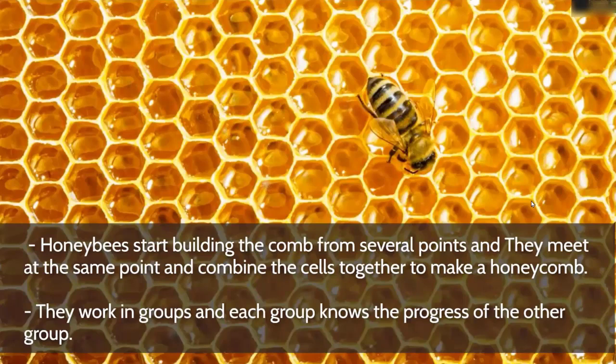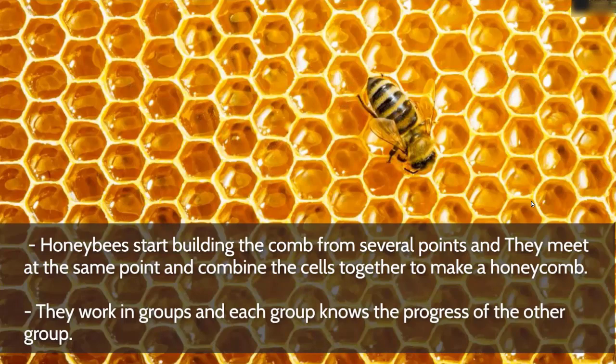Honeybees start building the comb, that wonderful hexagonal structure, from several points. They are starting from several points, and the interesting thing is that they meet at the same point and combine the cells together to make a honeycomb. They will meet somewhere in the middle or somewhere in the top or the bottom without communicating. Maybe they could communicate, we don't know, maybe they are using some other ways to communicate when they are building a honeycomb. But how could they achieve that? We don't know.